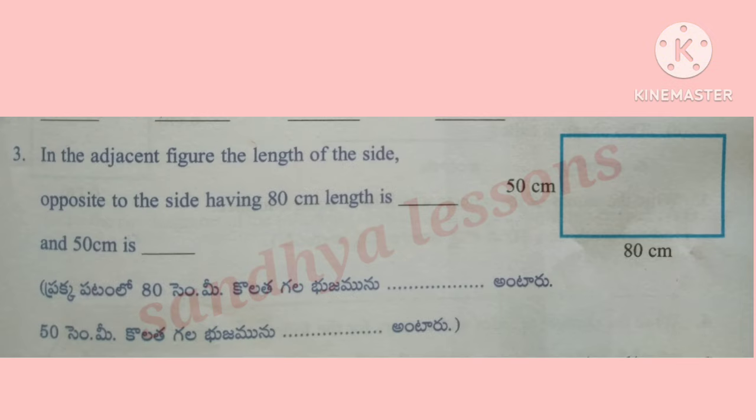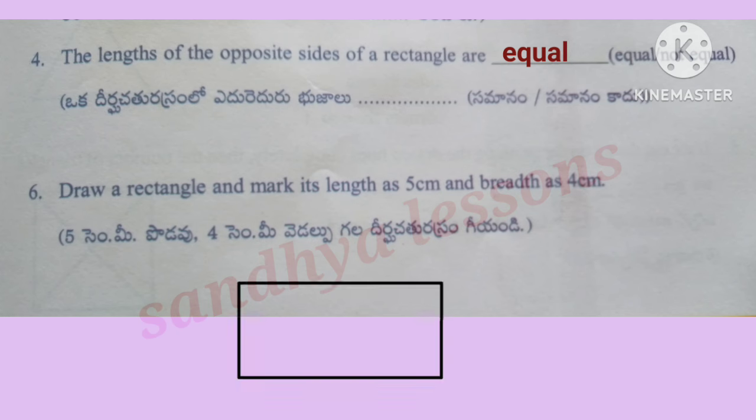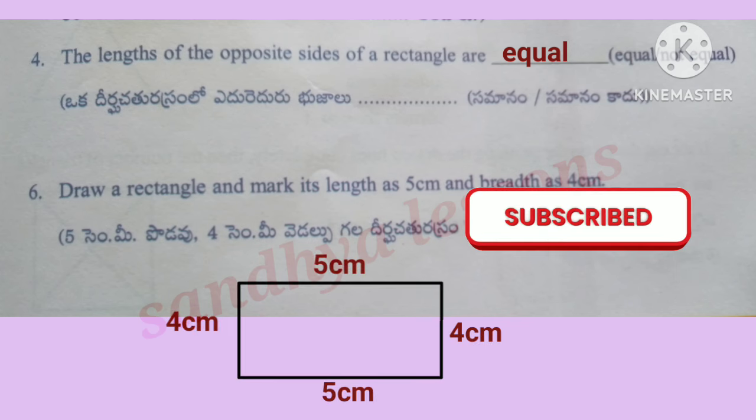Third Roman, in the adjacent figure, the length of the side opposite to the side having 80 cm length is length and 50 cm is breadth. Fourth question, the lengths of the opposite sides of a rectangle are equal. Next question, draw a rectangle and mark its length as 5 cm and breadth as 4 cm.